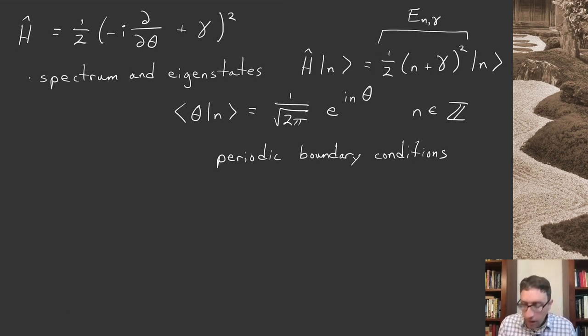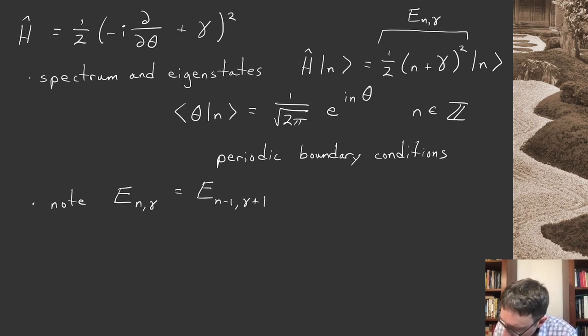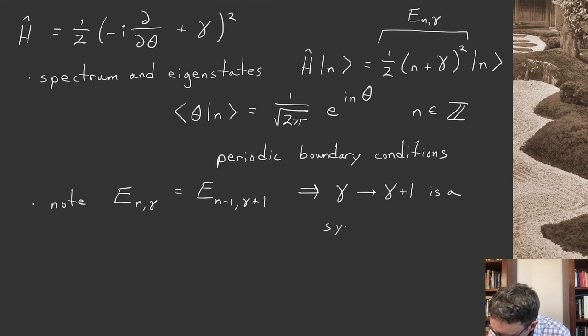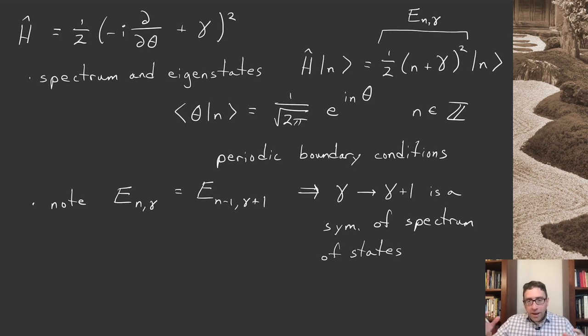So the first thing I want to note about the spectrum is that it has a sort of self-similarity or a symmetry: if I shift n down by one and I shift gamma up by one, I get the same energy back. And so this is another manifestation of what we saw a few pages before, that gamma goes to gamma plus one is a symmetry of the system. In particular here, it's a symmetry of the spectrum of states of the Hilbert space. Of course, I require here having an infinite set of states, that goes all the way from n equals minus infinity to n equals plus infinity. So gamma goes to gamma plus one is a symmetry of the spectrum of states.